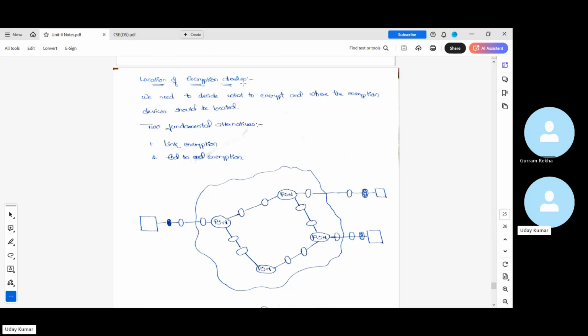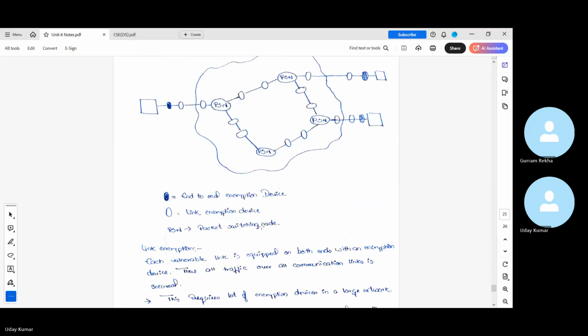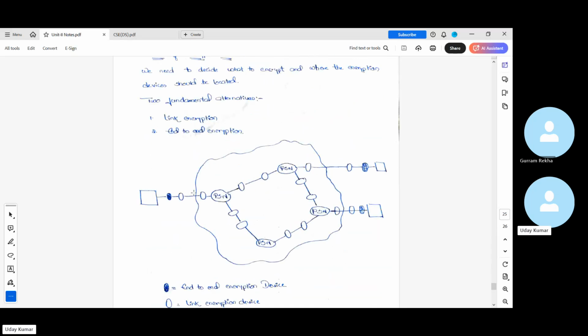The next topic is location of encryption devices. So how do you ensure, in a whole network, where to keep the encryption devices? This is the sender, this is the receiver, and whatever is highlighted here, these bubbled ones, are end-to-end encryption, students. And here in the middle, I've kept some devices, these are all encryption devices. All these are link to link encryption, right?